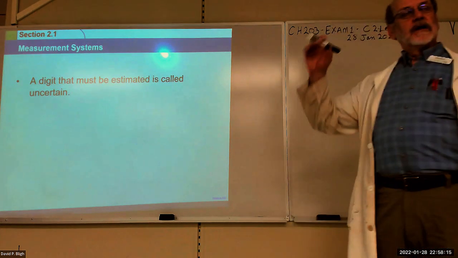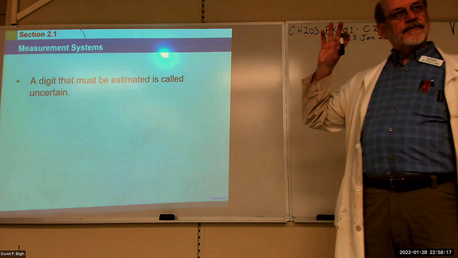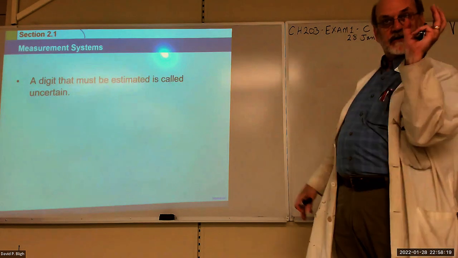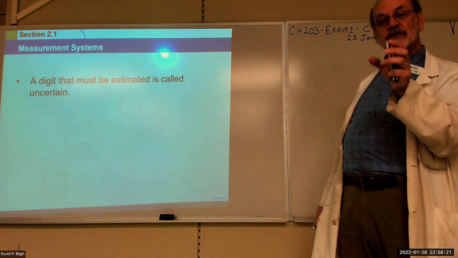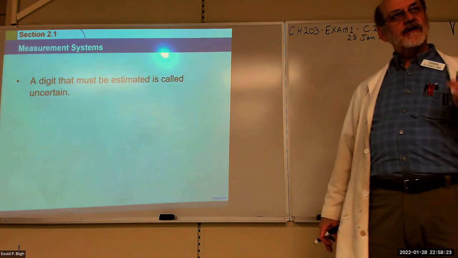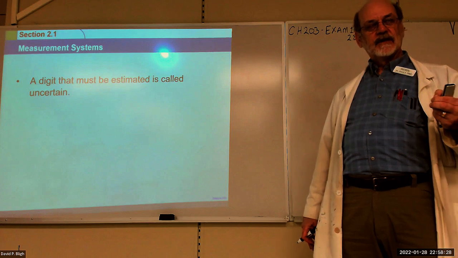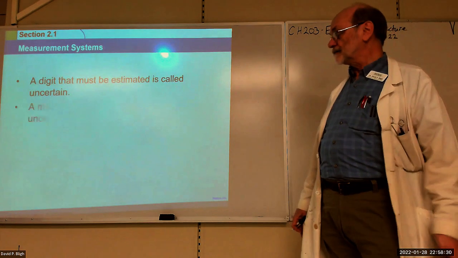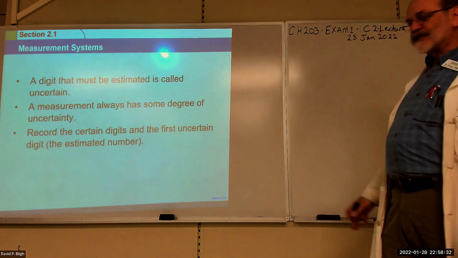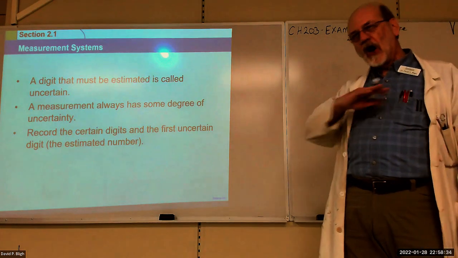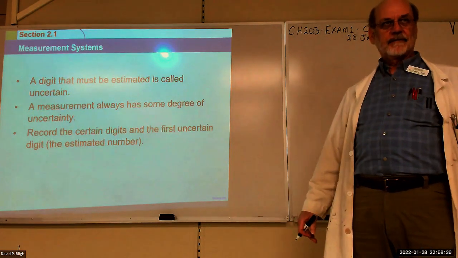But if another scientist sees your measurement, it's understood to be composed of certain numbers and an uncertain number. That's just by convention. It's to take into account the fact that all measurements have uncertainty.